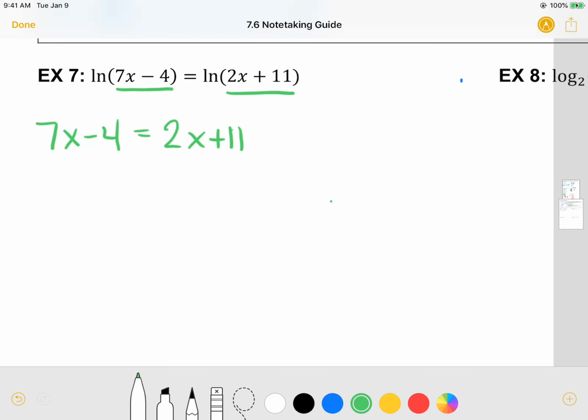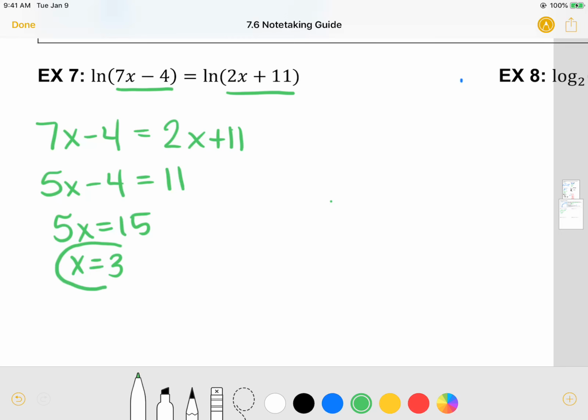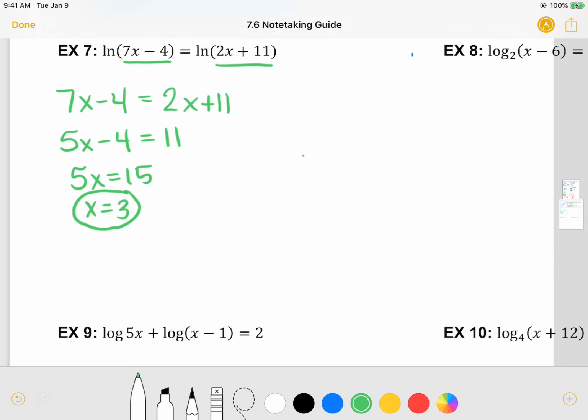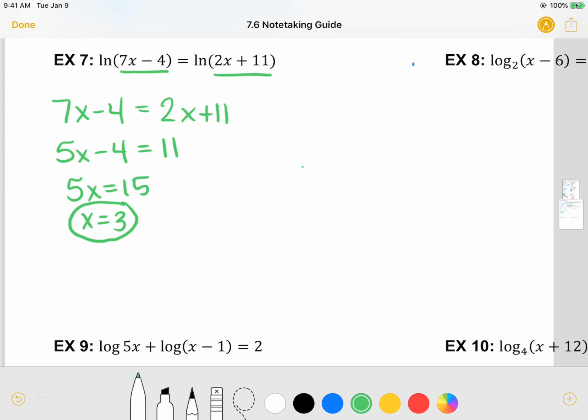So maybe you want to start by subtracting 2 from each side. And then maybe adding 4 to both sides, so 5x equals 15, and then dividing by 5, so x equals 3. Okay? So then we want to get into the habit of checking for extraneous solutions. So we're going to take this value and plug it back up into the original problem here. We're going to check our work.